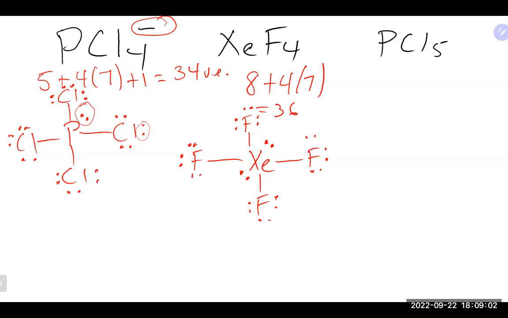Other questions on that? Lastly, here we have phosphorus, which is 5, and chlorine, which is 7, and there are 5 of them. That is 40 electrons. In the middle, we'll put phosphorus, and we'll do our chlorines on the outside here.